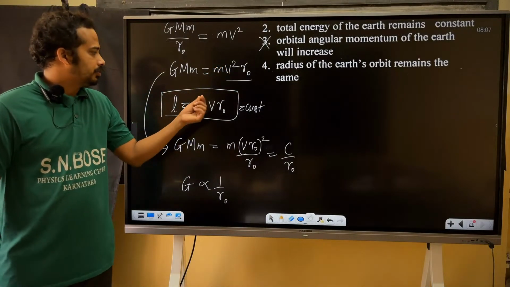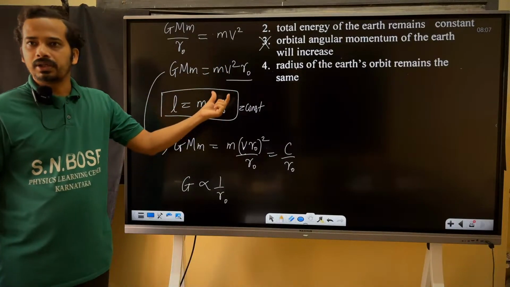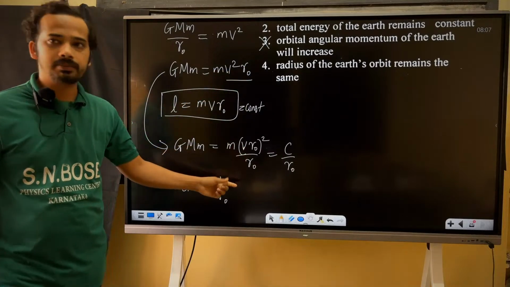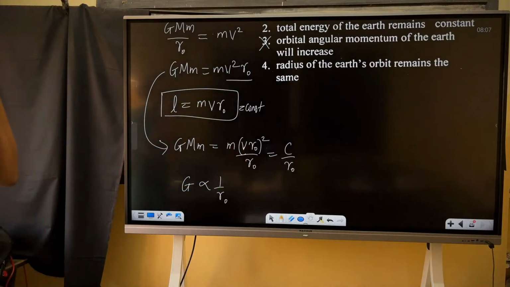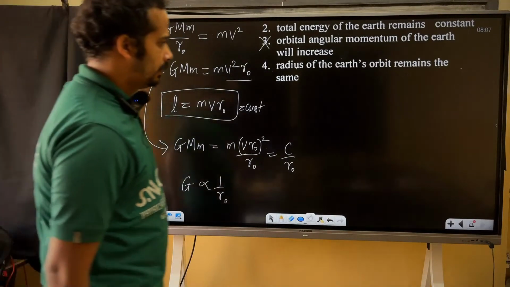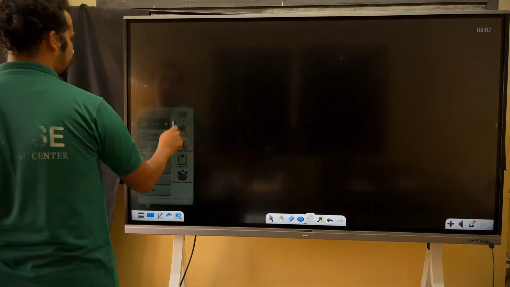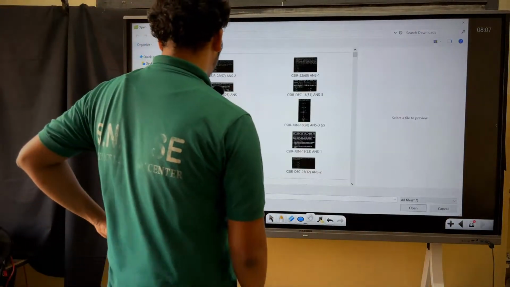I have rewritten this because here I have V into R naught. I need that V into R naught, multiplied and divided by R naught, V R naught the whole square by R naught, so that I can relate them. Fine. So you guys try the rest of the thing. I'll keep it in the slide.